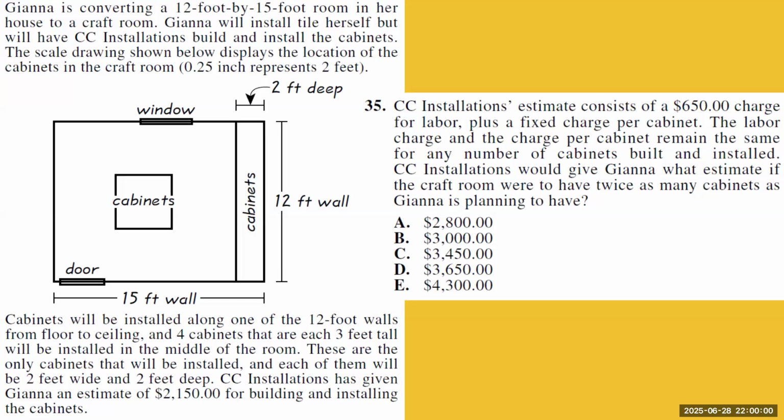Usually a question that has this much detail has more than one part to it, but for now we're just going to look at this part, number 35. The CC Installations estimate consists of a $650 charge for labor plus a fixed charge per cabinet. Okay, pay attention to the per cabinet. The labor charge and the charge per cabinet remain the same for any number of cabinets built and installed.